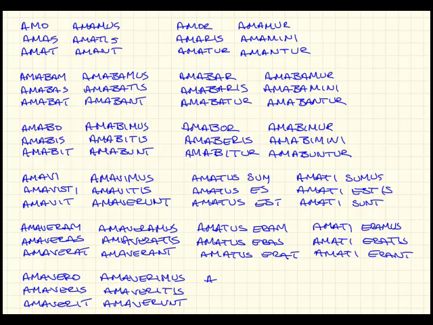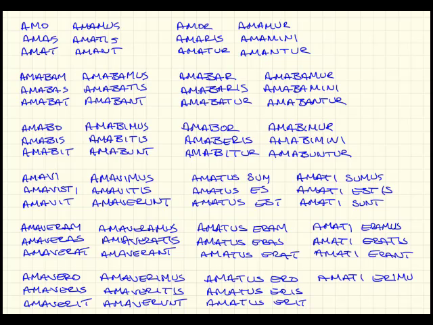Future perfect passive, amatus ero, I will have been loved. Amatus eris, you will have been loved. Amatus erit. Amati, notice I changed the ending, erimus. Amati eritis. Amati erunt. Wow. You should feel a sense of accomplishment because you can do all of this now.